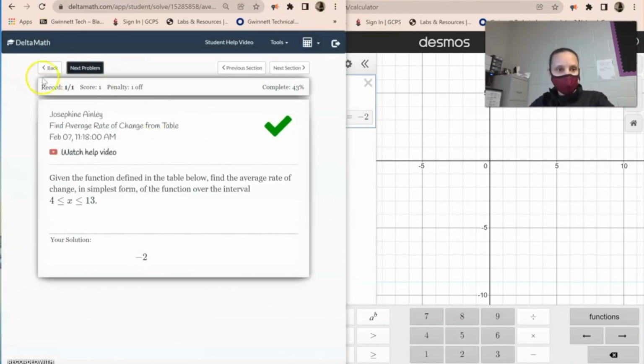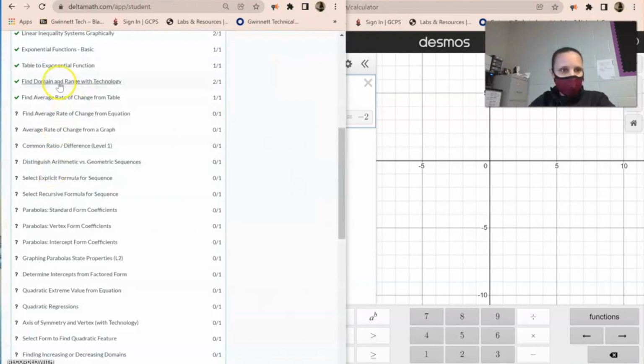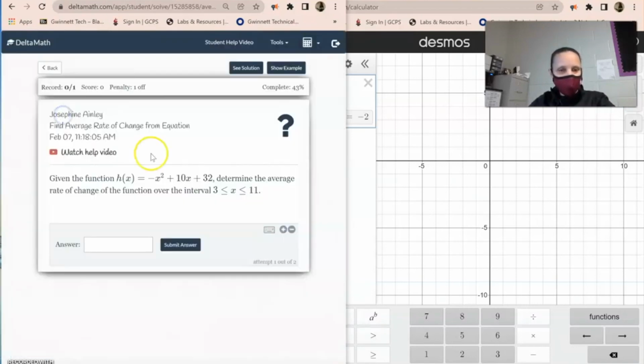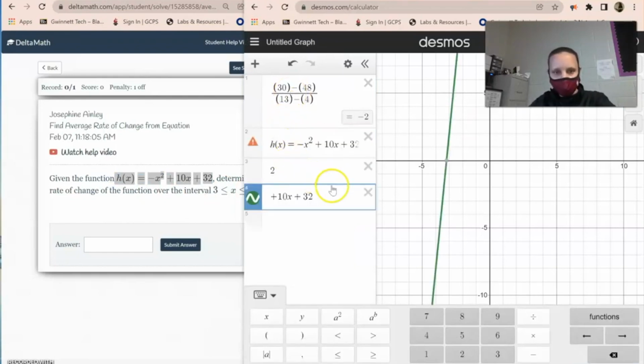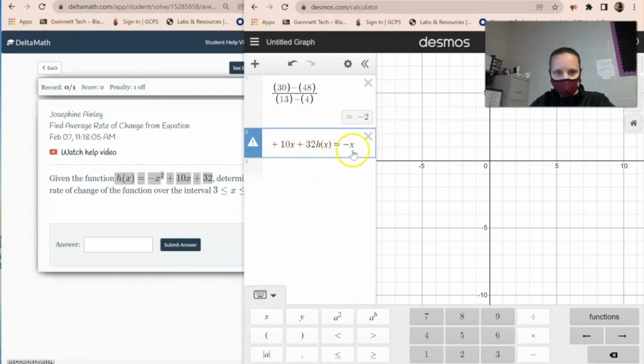All right, so that's from a table. Then when you do it from an equation, it's the same thing. You're just going to copy and paste it. Control C. And I'm going to leave this up here because I need it. Control V. All right, then fix whatever needs to be fixed, like, I don't need that at the end.